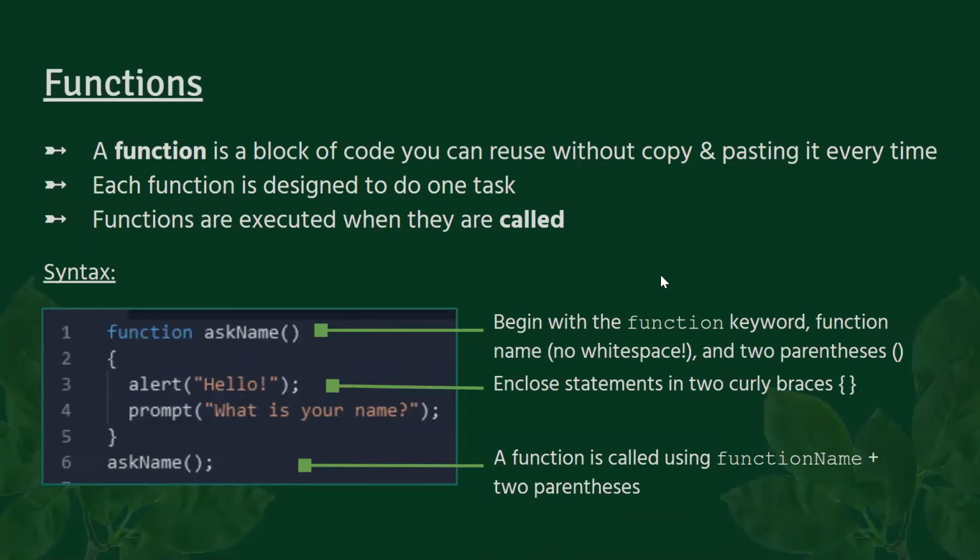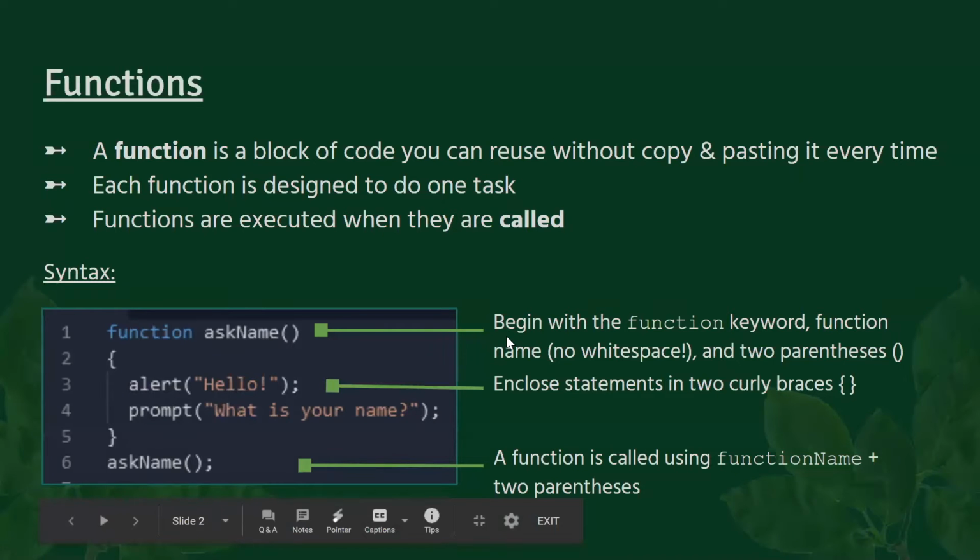They're called. So let's go over the syntax of a function. This is what all functions are going to really look like. This is a function we have, and I'm going to go through it in simple English. We're going to talk about what it does, and then we're going to go through the syntax of it. So this function called askName will trigger an alert that says hello, and it will have a prompt that asks you what your name is, where you can fill in your name.